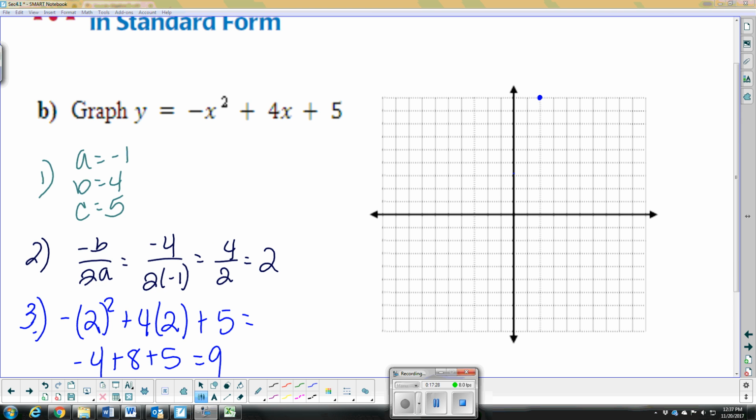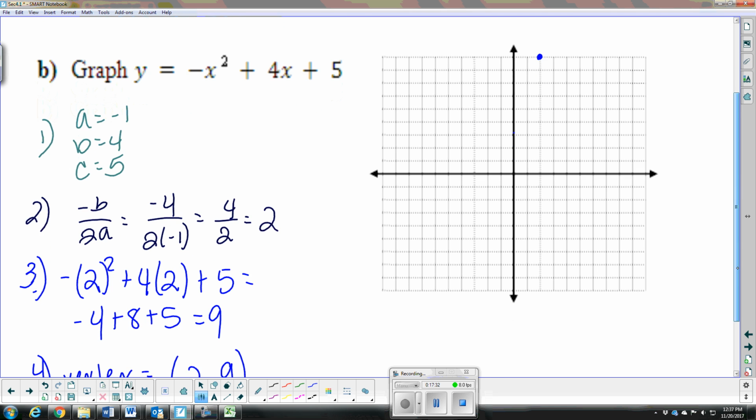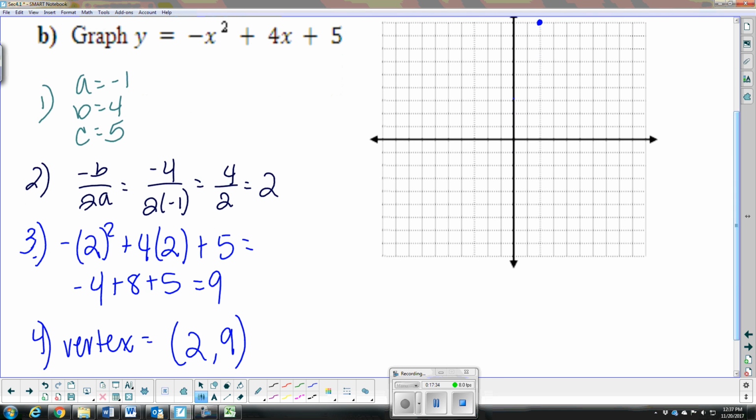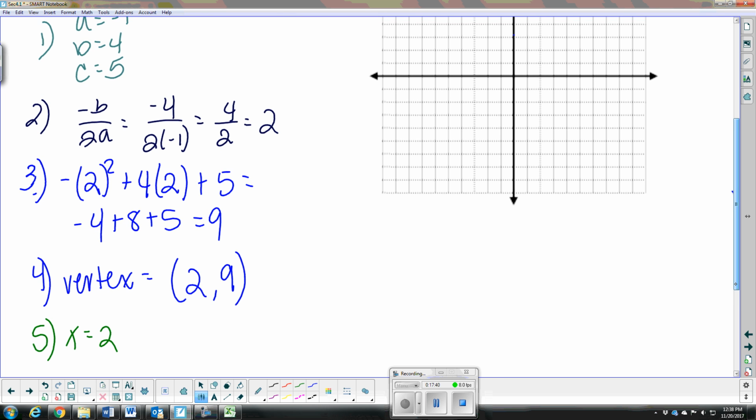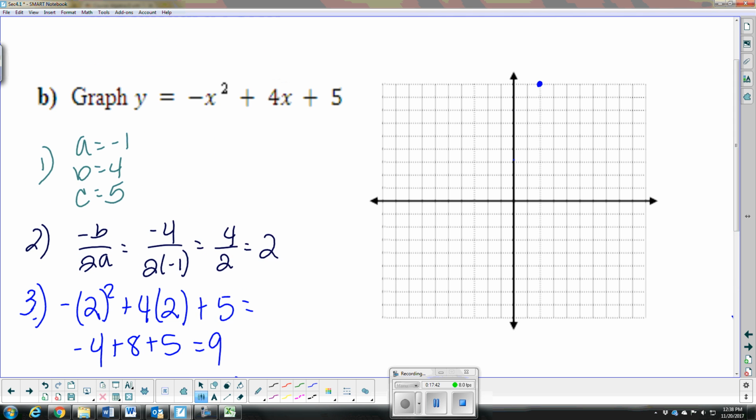And then we can plot that point. So here we go, 2, 9. Next step is to draw our axis of symmetry, which is our x-coordinate of our vertex. So that's the line x equals 2. It should go right through your vertex.